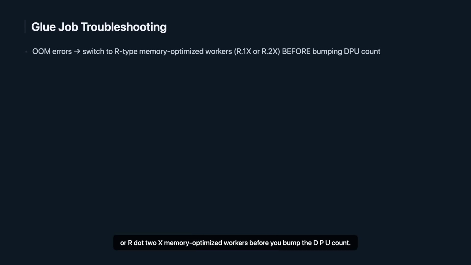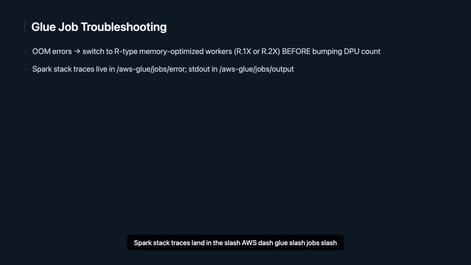Let's troubleshoot a Glue job. When you see out-of-memory errors in CloudWatch, switch to R.1X or R.2X memory-optimized workers before you bump the DPU count. R-type workers double the memory of the equivalent G-type. Spark stack traces land in the /aws-glue/jobs/error log group, while normal output goes to /output.